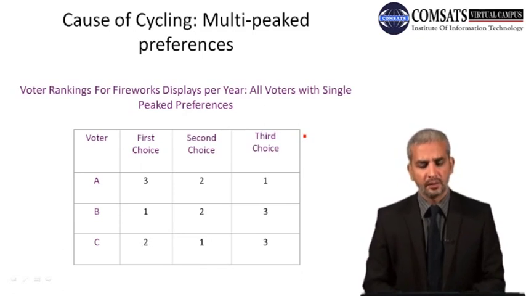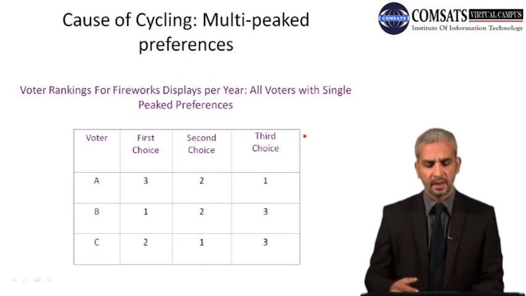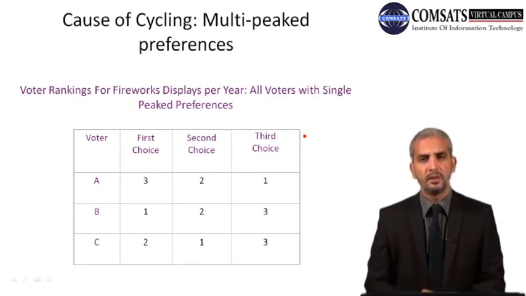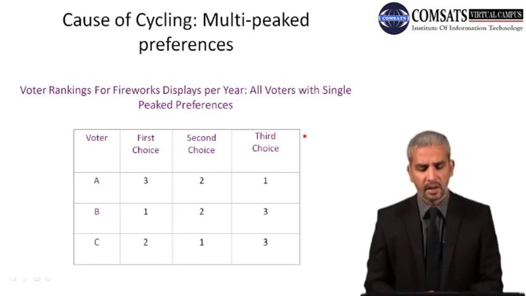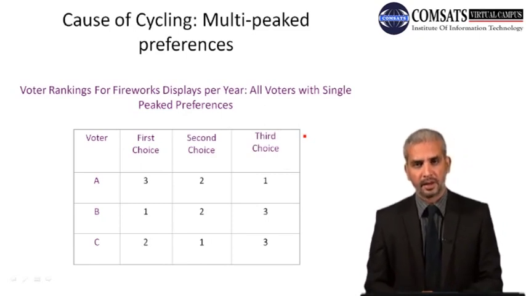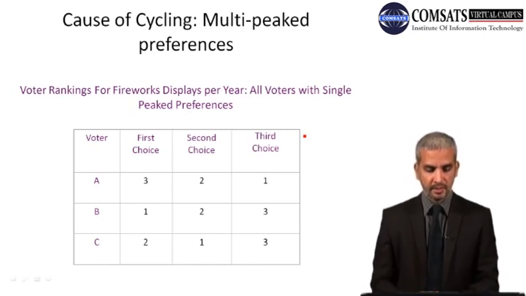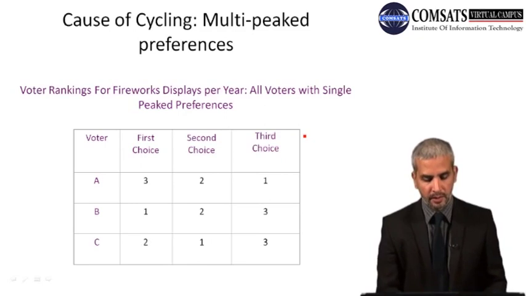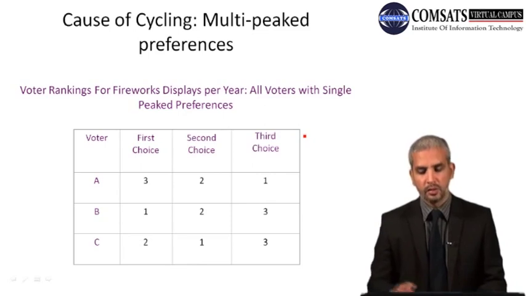Now, voter ranking for firework displays per year, all voters with single peaked equilibrium. What we did in this scenario is the individual B was the individual with multiple peaked preferences. If we eliminate that out of the scenario and we take individual B to be a person with single peak preferences, then this would be a table representing his preferences. His preferences have been changed from 1, 3 and 2 to 1, 2 and 3.